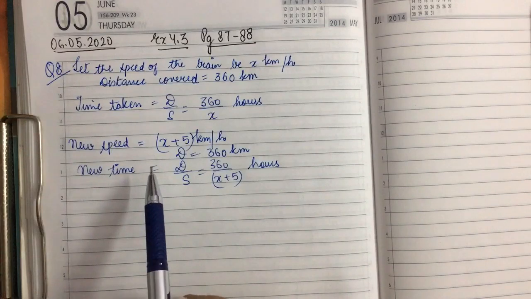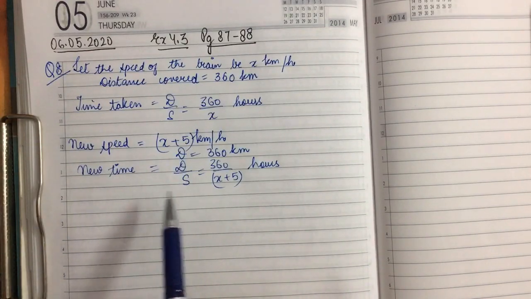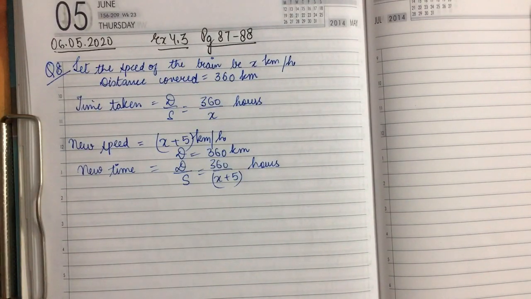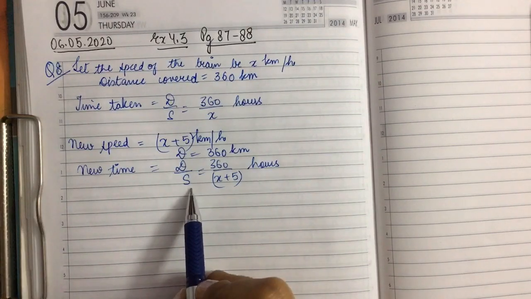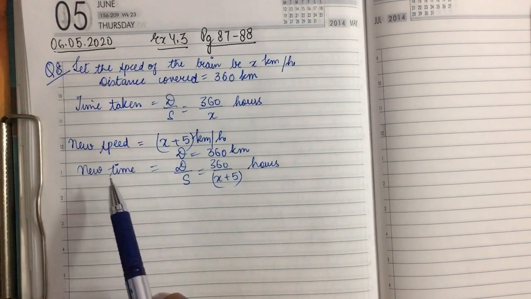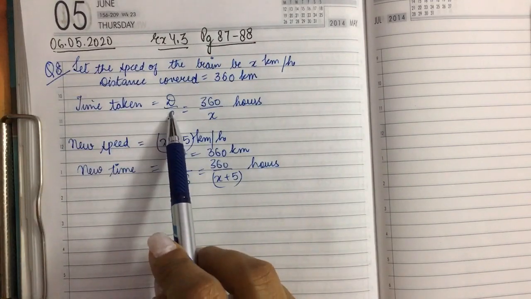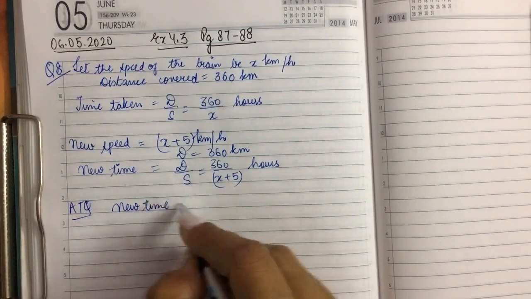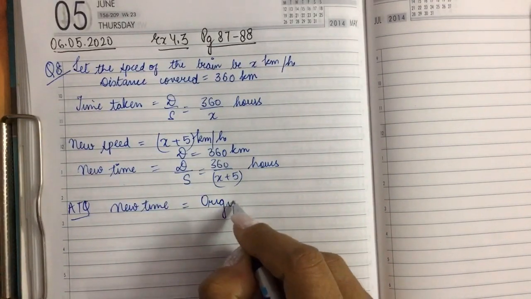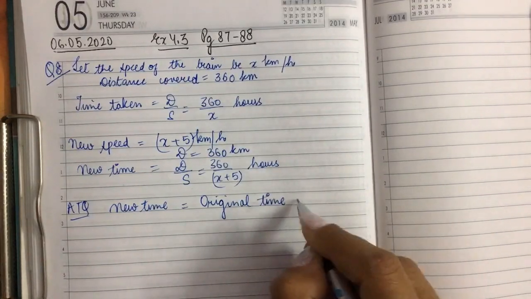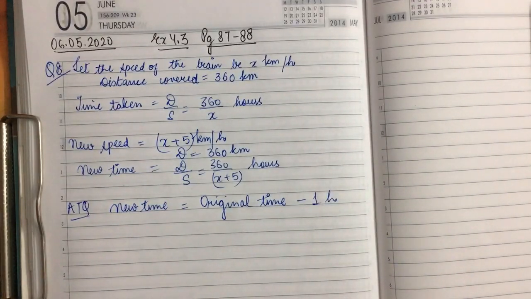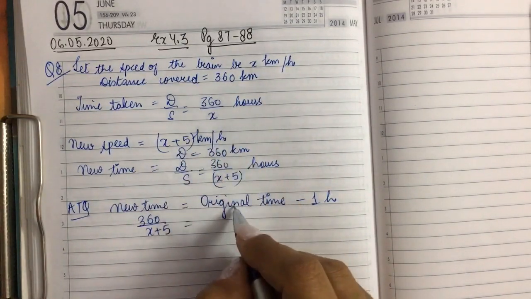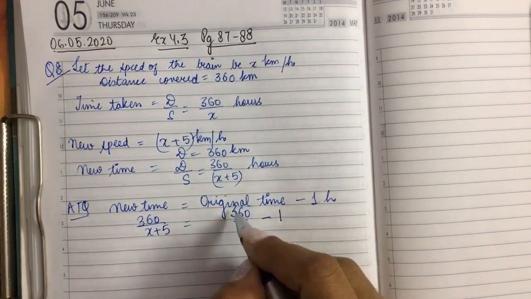In the second case, when they say that the speed is increased, the time is reduced. And it's mentioned in the question that when the speed is increased, the time is reduced by 1 hour. So that means this new time is 1 hour less than this original time. So according to the question, new time equals original time minus 1 hour. New time is 360 over x plus 5. Original time is 360 over x, minus 1.